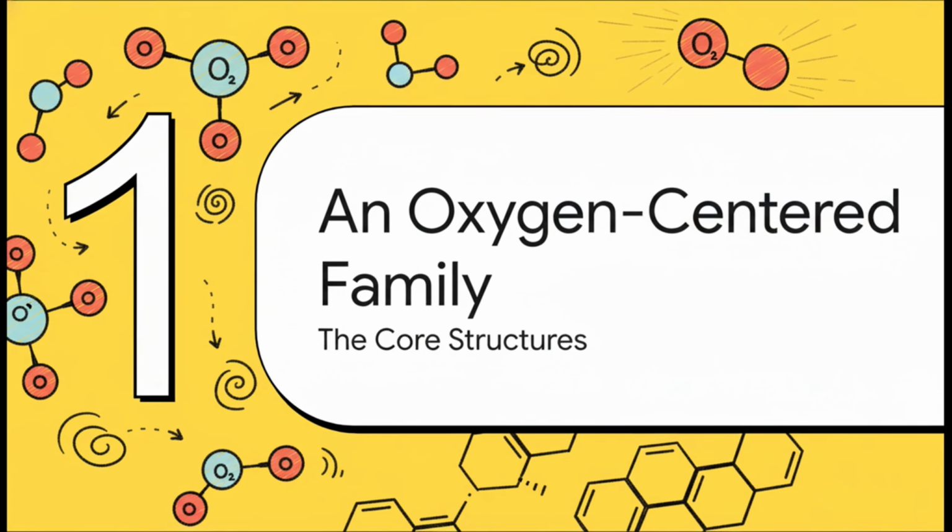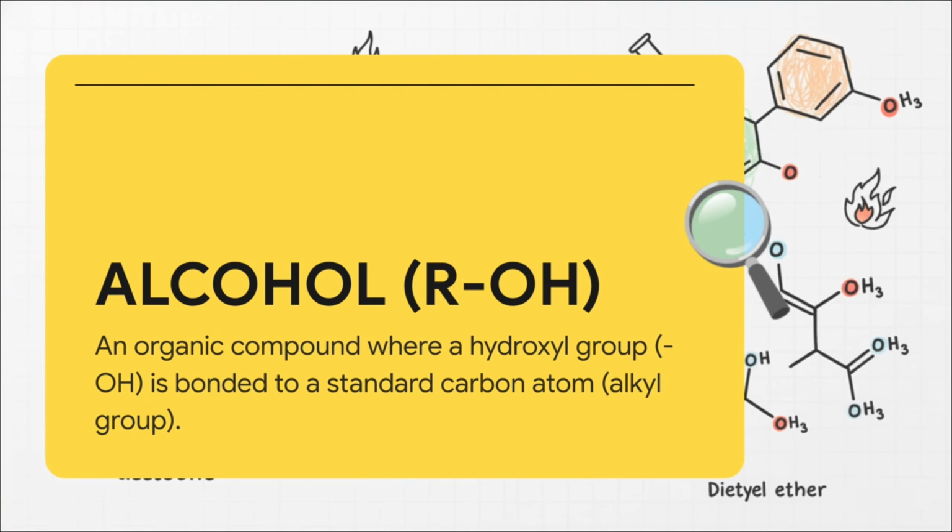Okay, so let's get properly introduced to the three main members of this oxygen-centered family. You could say they all share a last name, but their first names and their chemical personalities are all based on really subtle differences in their structure. First up, the most famous member of the family, the alcohols. The key feature to look for here is the hydroxyl group. That's just an oxygen bonded to a hydrogen, or OH, and it's attached to a standard carbon chain, which chemists call an alkyl group. You can just think of this ROH formula as the classic family blueprint.